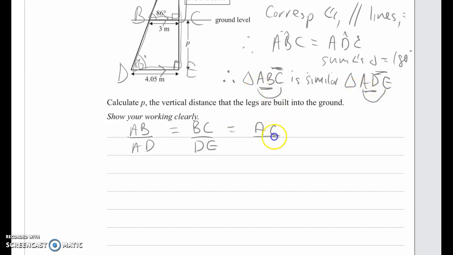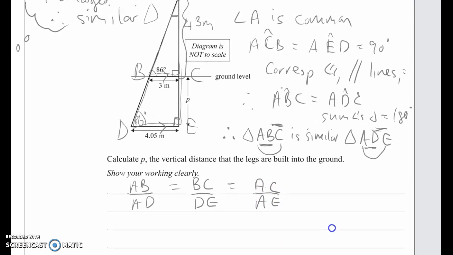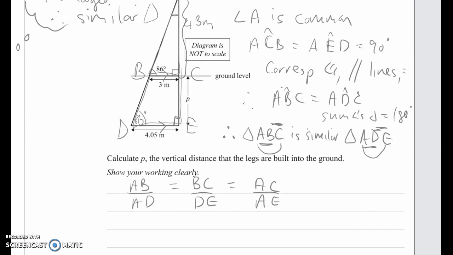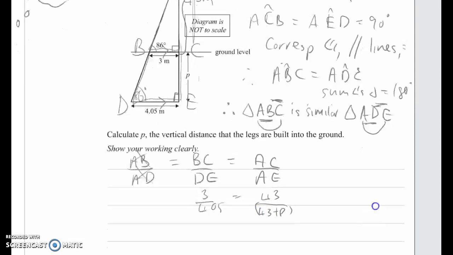It's equal to AC over AE. Now, what have I been given in this over here? AB, AD, I don't have any of those. I don't have to worry about them. BC is 3 and DE is 4.05. AC is 43 and AE is 43 plus P. So that's all one thing. Okay, so I need to work it all together.